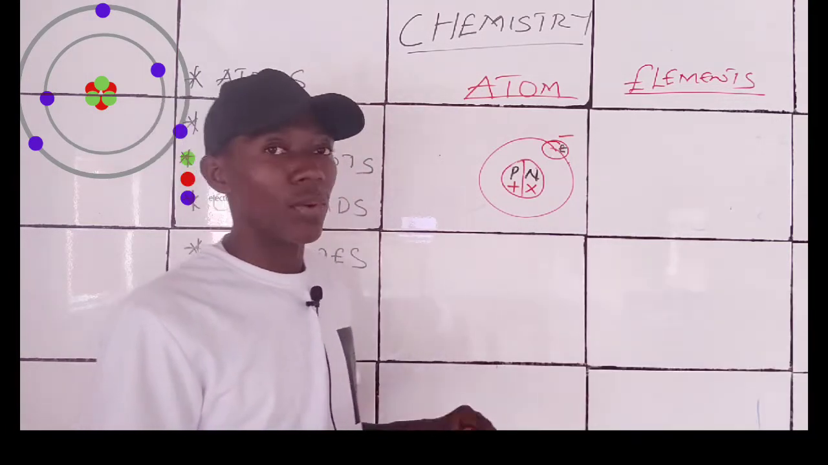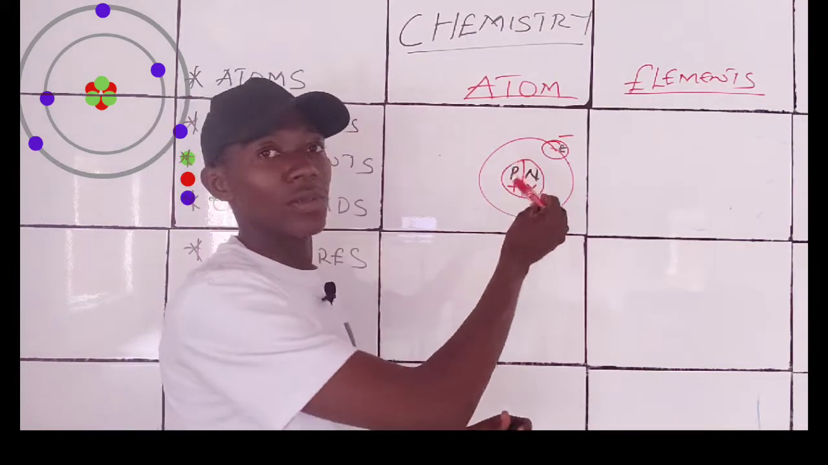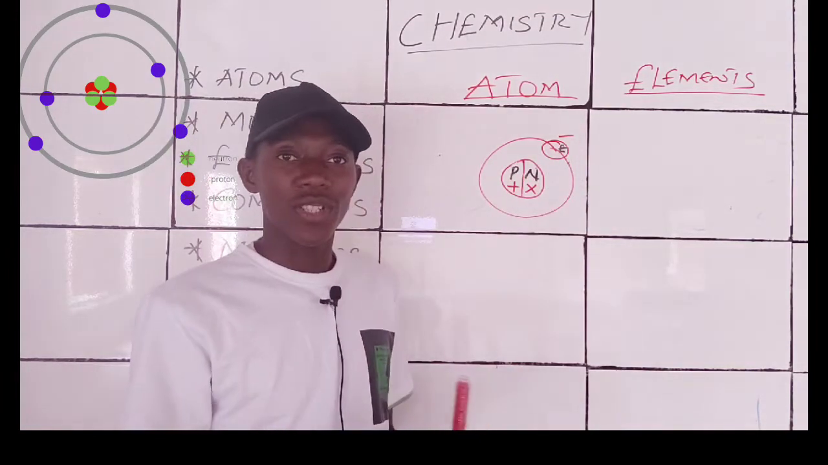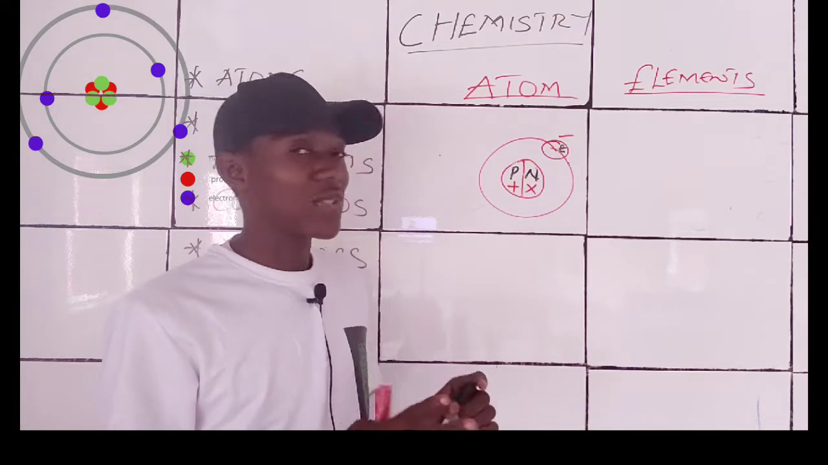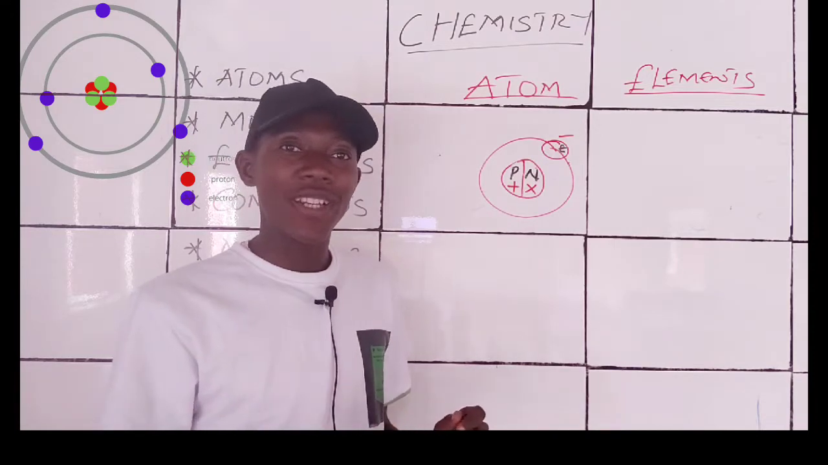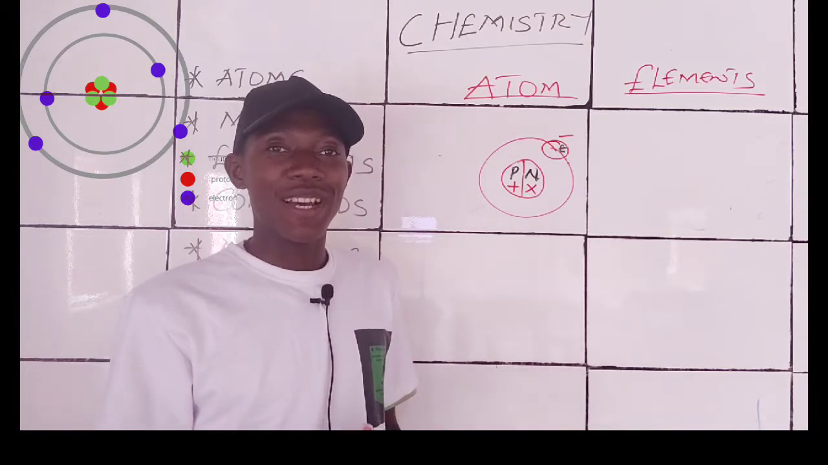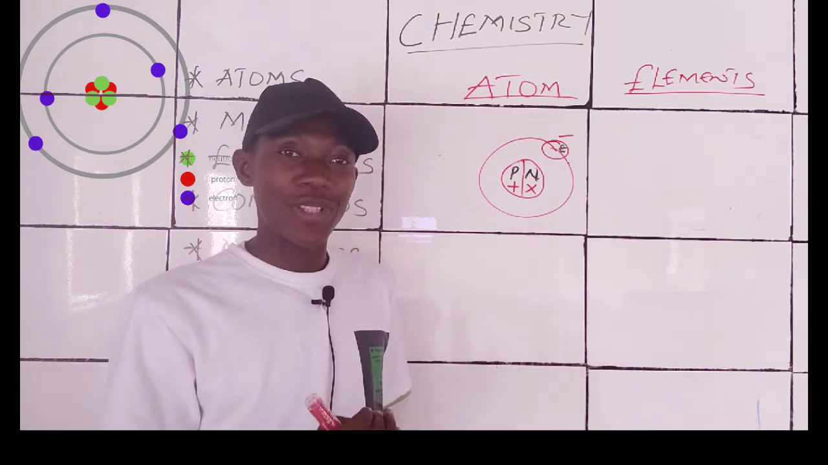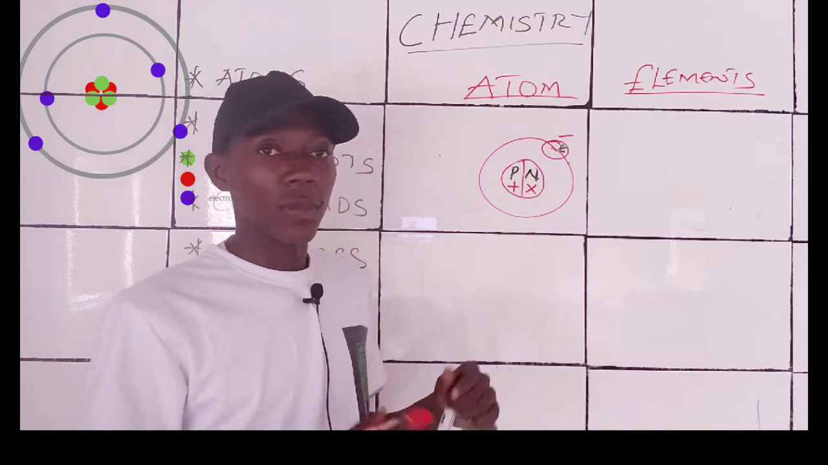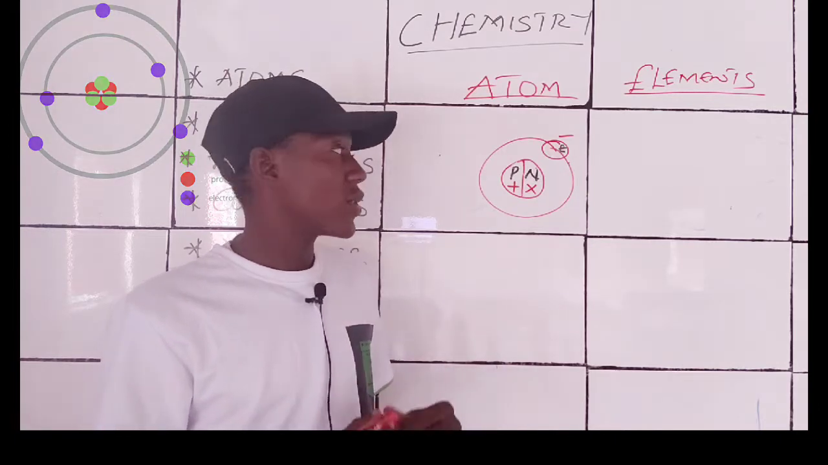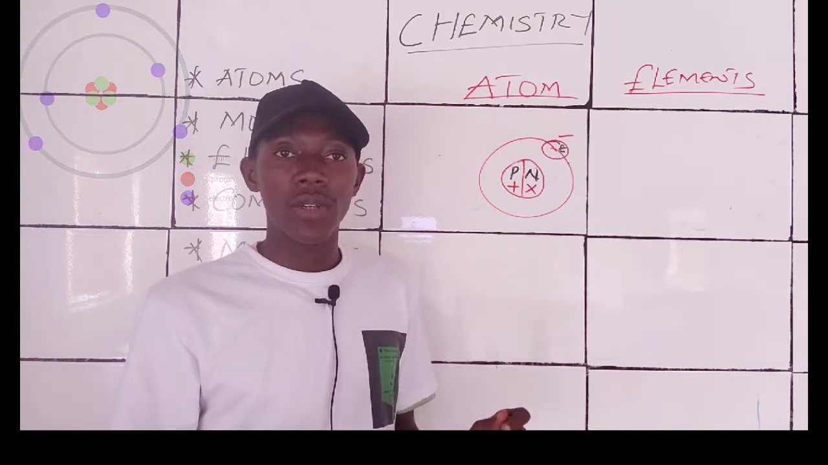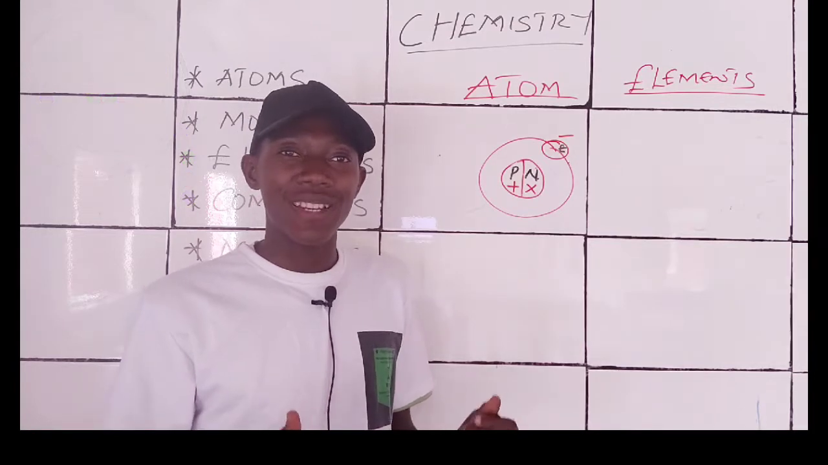Now if you look at the board here, I've written an atom and an element simultaneously. The reason I'm putting this together is because we're told that the atom is the smallest part of an element. It means the atom is the element but just a small part of it. So I'll be talking about them simultaneously. So let us begin with the structure of the atom, how the atom actually looks.